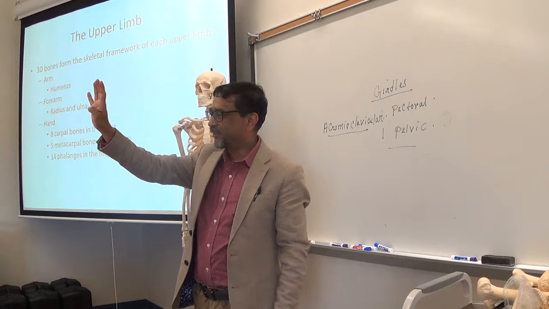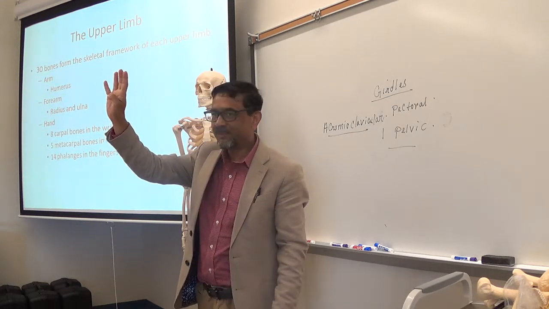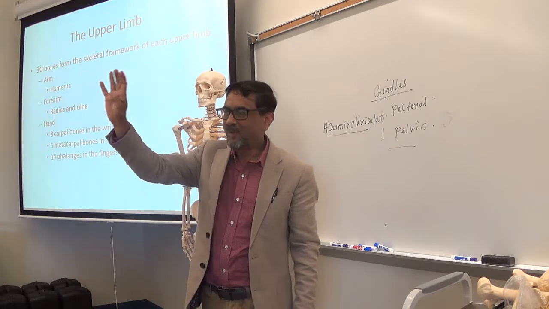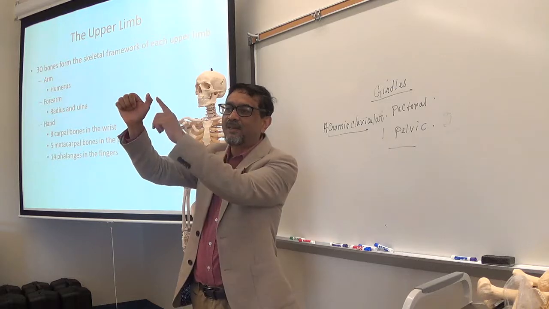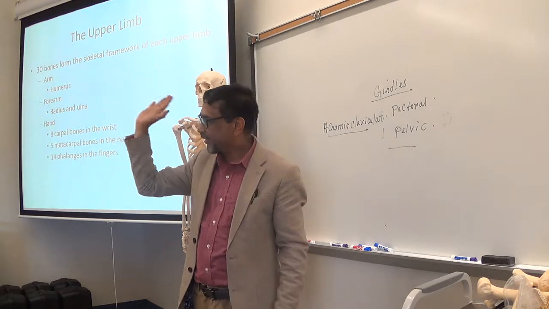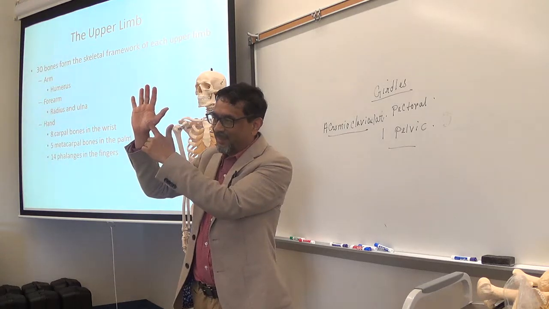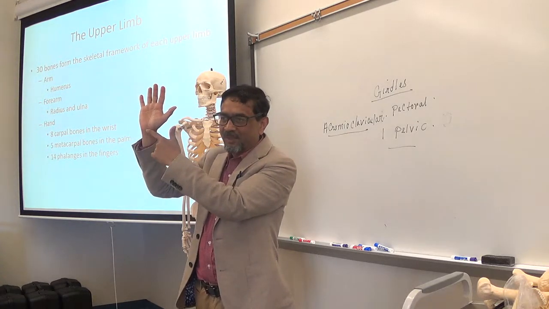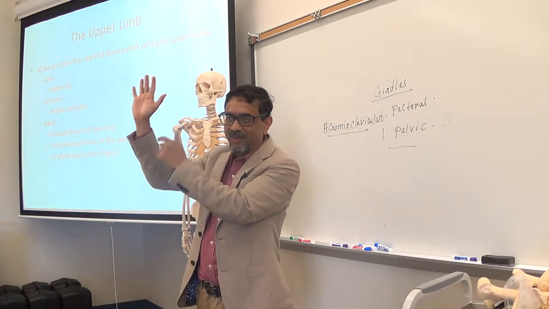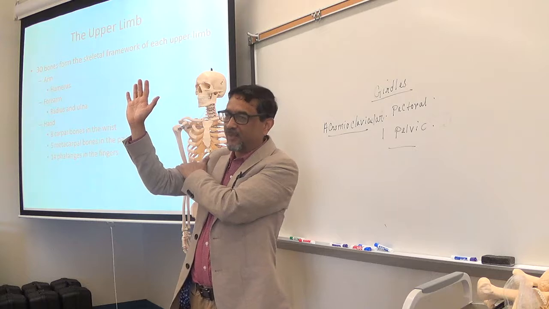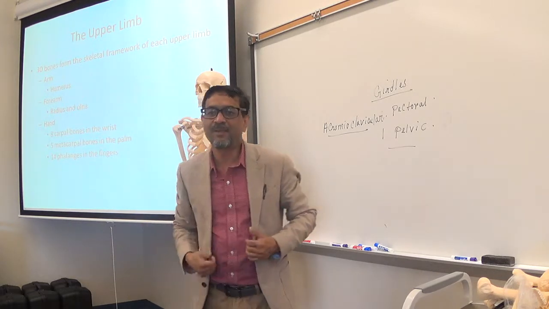In these 4 fingers, each has 3 phalanges. So total how many? Each has 3. 12. Make sense? 3 times 4, right? 12. The thumb has 2. So add these 2, 14. So 14 phalanges. Make sense? 5 metacarpals. 8 carpals. 2 forearm bones, radius and ulna. And 1 arm bone, that is the humerus. Make sense? So those are the bones of your upper limb.